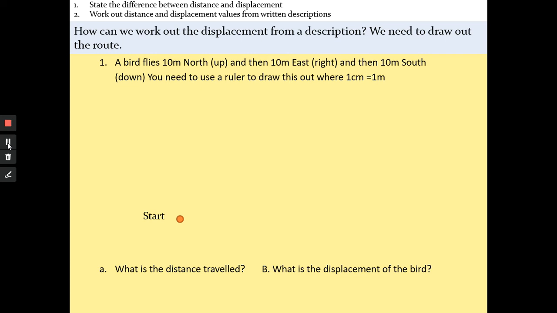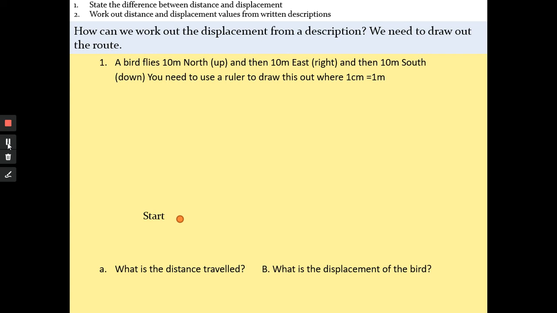So my description says a bird flies 10 meters north, which is going to be up the page. It then flies 10 meters east, which we're going to draw as right across the page, and then 10 meters south. Now, if we're going to draw a scale diagram, you're going to need a ruler with measurements on it. And so in this case, I'm going to suggest that 1 centimetre on your ruler is equivalent to 1 metre on our journey. So let's see how I draw it.